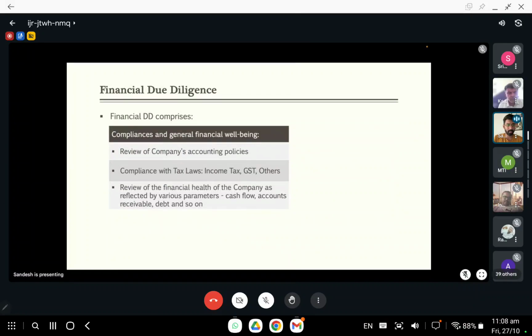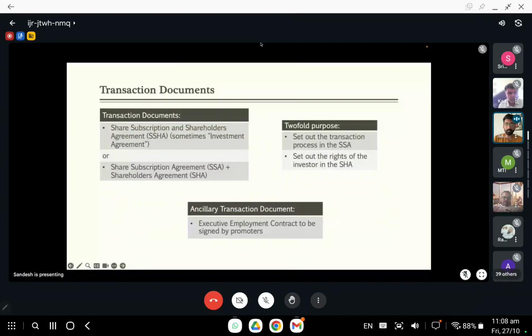I'm going to skip this part because of lack of time. So, before I move into the transaction documents, any questions on diligence and term sheet, or both?